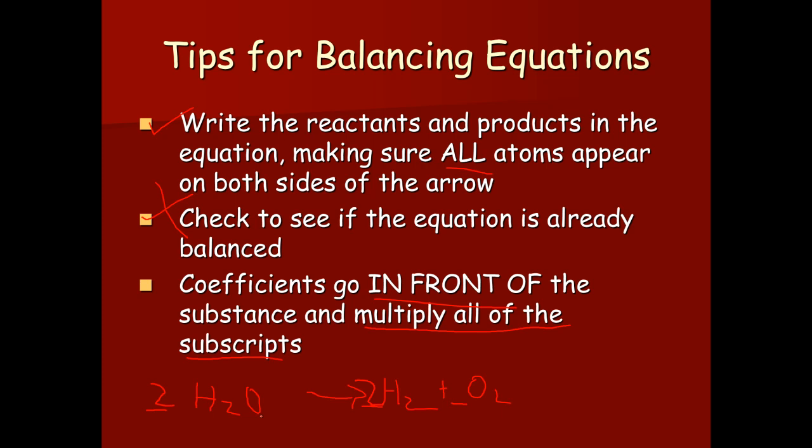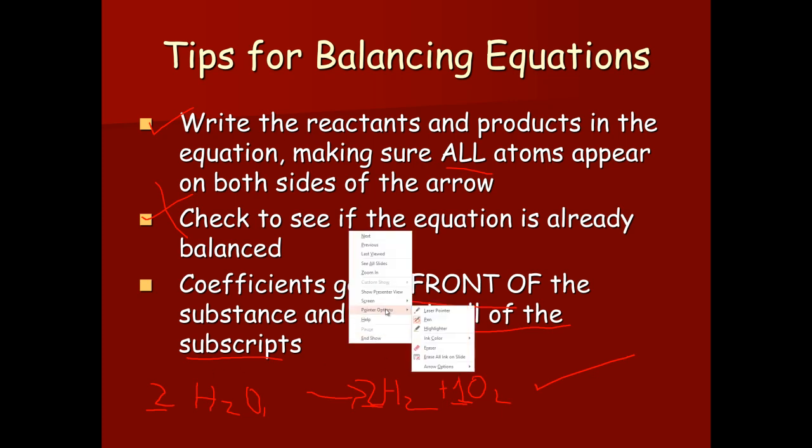2 times 1, because remember there's a 1 there. Okay, so that makes 2 oxygen. And over here, if I put a 1 right here, now I have 2 oxygens. Now it is balanced. I am right. I am done. Okay, these are impossible to get wrong because you can always self-check. So let's go to the next slide.